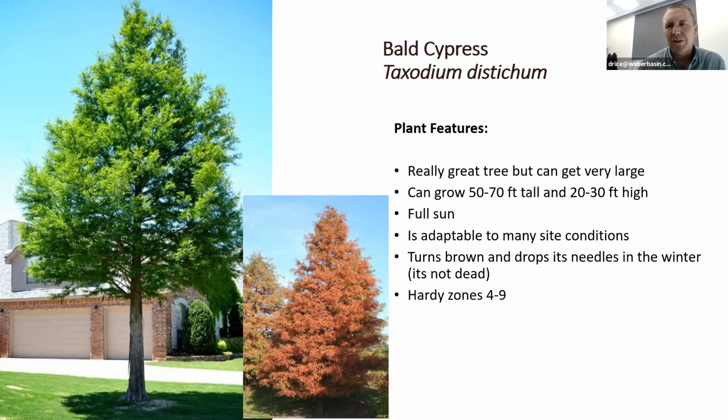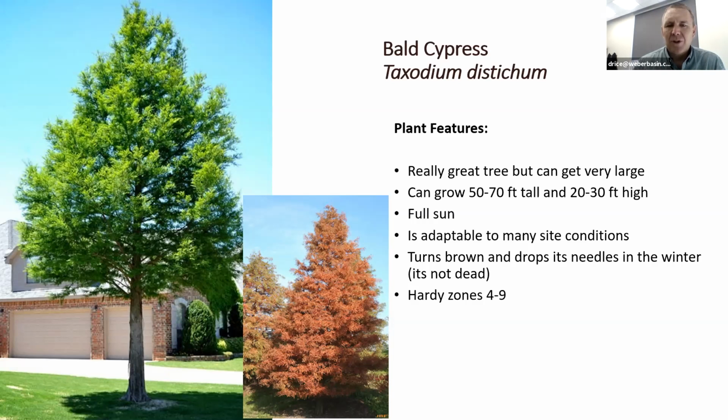So you kind of refer to them as deciduous evergreens, but they're not deciduous because they don't drop their leaves. But a bald cypress, really unique plant. We've got one of these in the garden. Great tree. It can get very large, 50 to 70 feet, 20 to 30 feet wide, likes full sun.